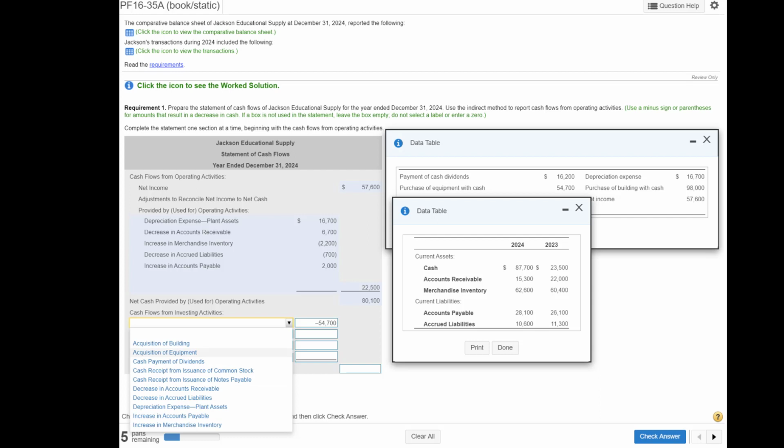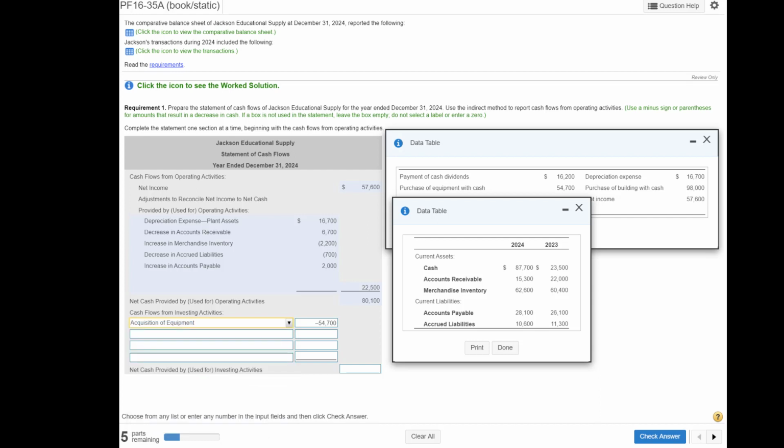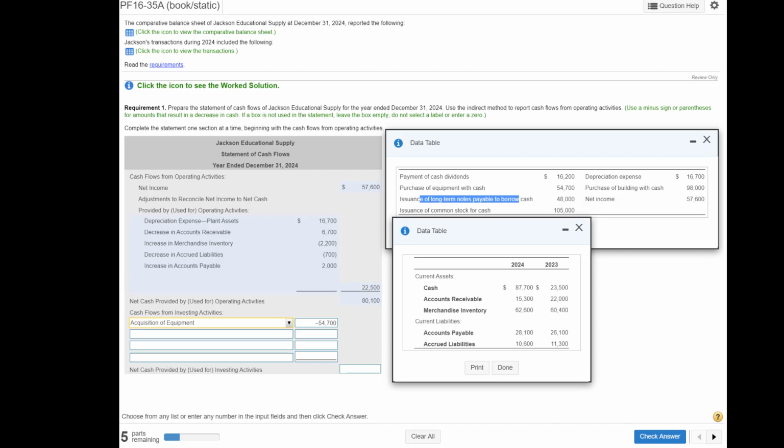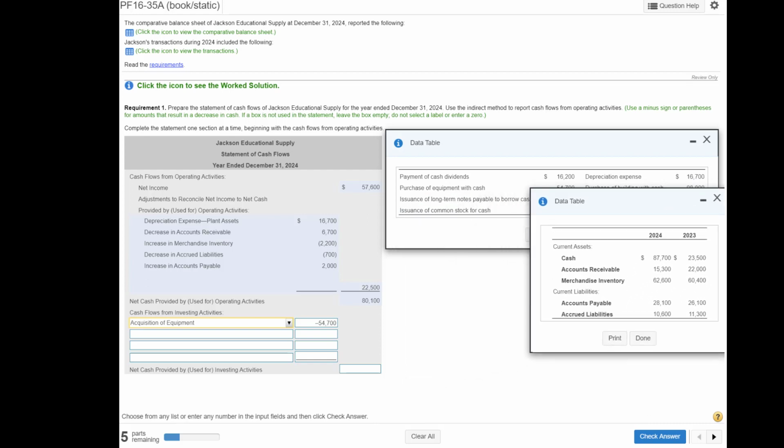Acquisition, what did we buy? Equipment. Next we've got issuance of long-term note payable. That goes in the financing section. Common stock, that's financing. Depreciation, we've used it.